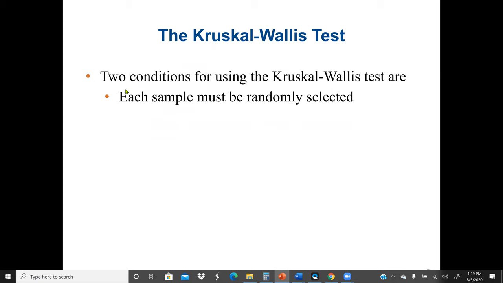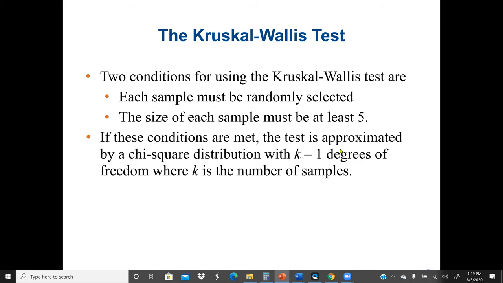So again, the two conditions for using the Kruskal-Wallis test are: each sample must be randomly selected. Again, here we are using independent samples, so they must be randomly selected. Then the size of each sample must be at least 5 minimum. We know that in the Wilcoxon test, we are using dependent samples, so the randomness is not really important. Here we are using independent samples, so each sample must be randomly selected.